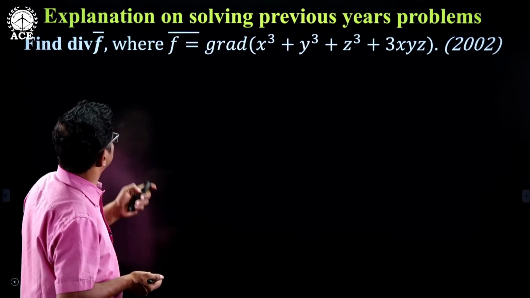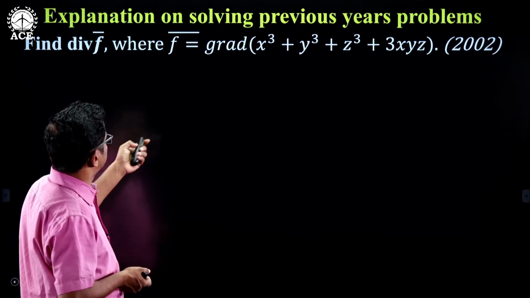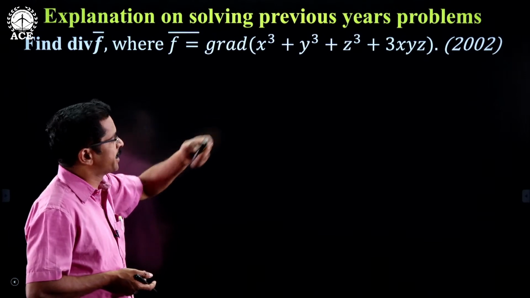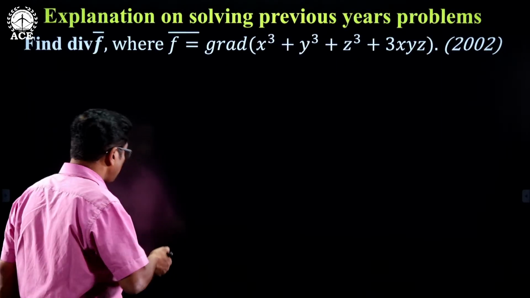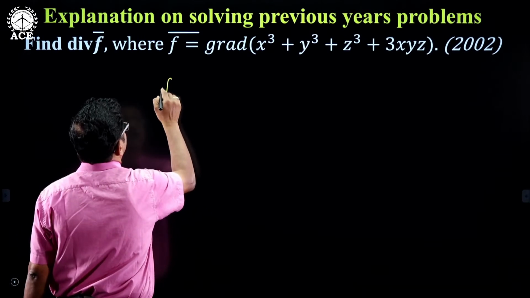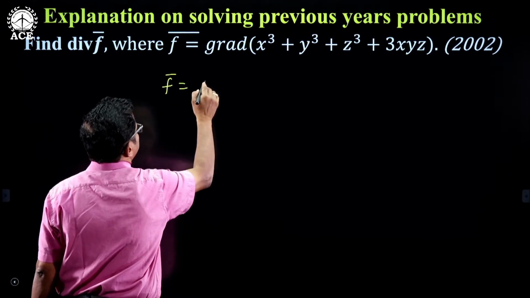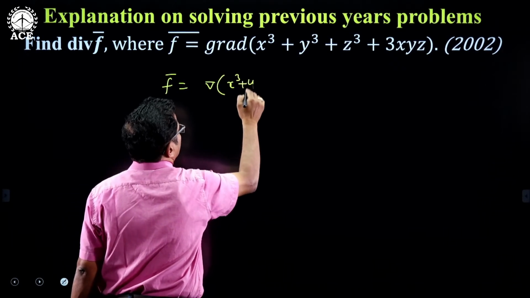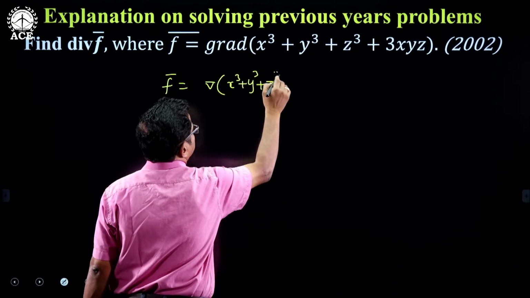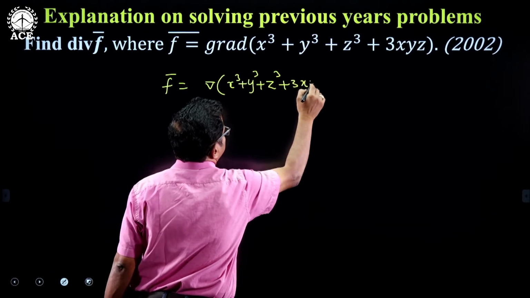Let us discuss the problems. Find the divergence of F bar where F bar equals the gradient of this. Means F bar is given as the gradient, del, of x cube plus y cube plus z cube plus 3xyz.